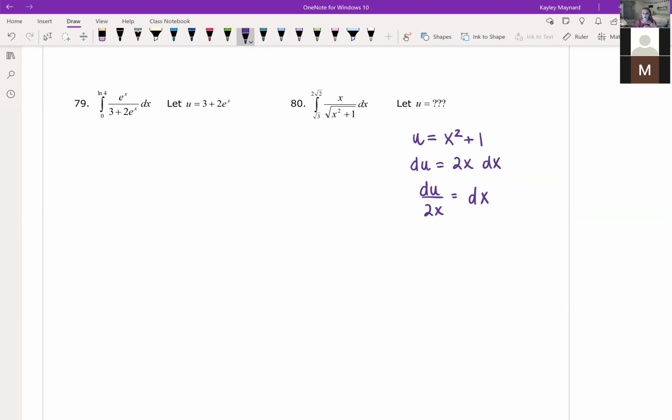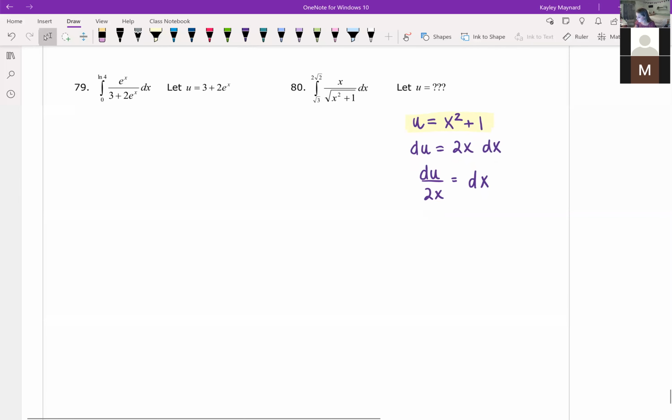So our lower bound is the square root of 3. And in order to figure out what we should write in there instead of the square root of 3, we just go ahead and plug that into this little relation that we found here. So I'm going to get the square root of 3 squared plus 1, which is just equal to 3 plus 1, which is 4, which means that my new lower bound should be 4 instead of the square root of 3, which is a lot nicer to plug in anyways.